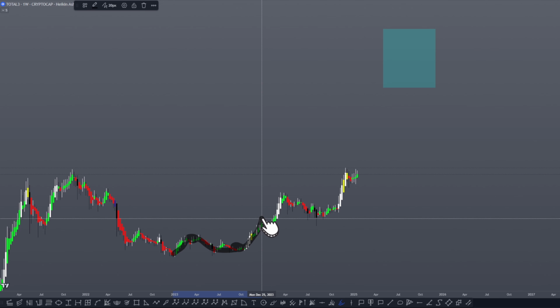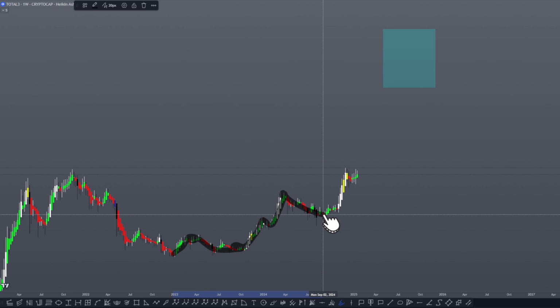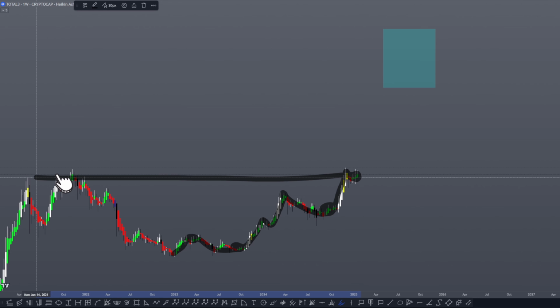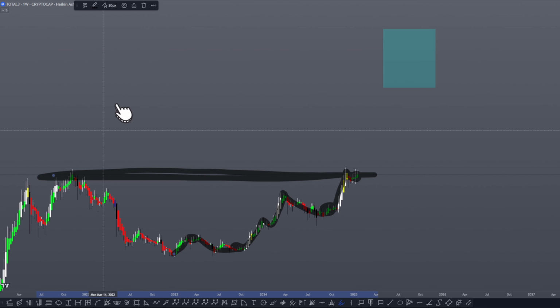Moves in here to December 2023, corrects into January, February 2024, moves into March, April 2024 to the local high here, corrects into September, October 2024 here, and then moves into December 2024, correcting into where we are now, currently, January, February 2025, as it is sitting right at the prior all-time highs.